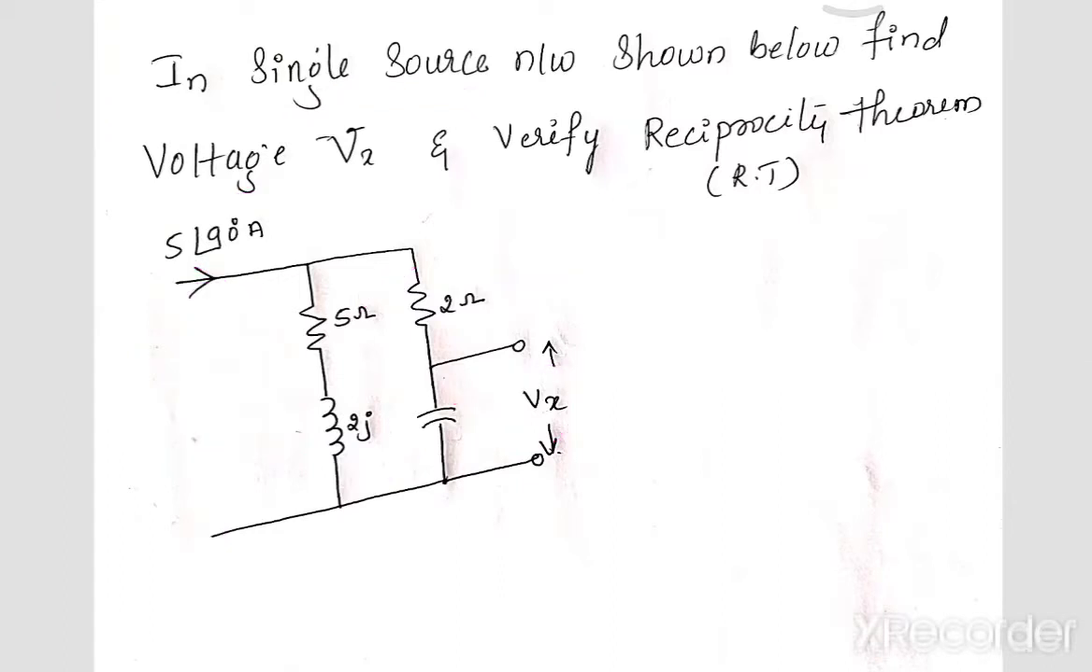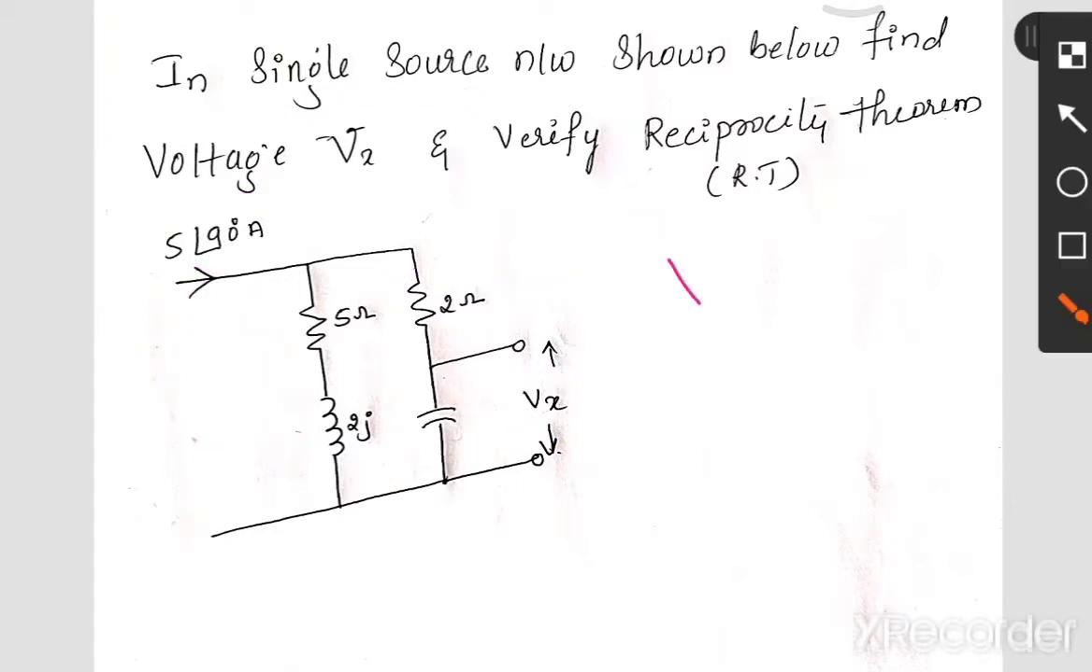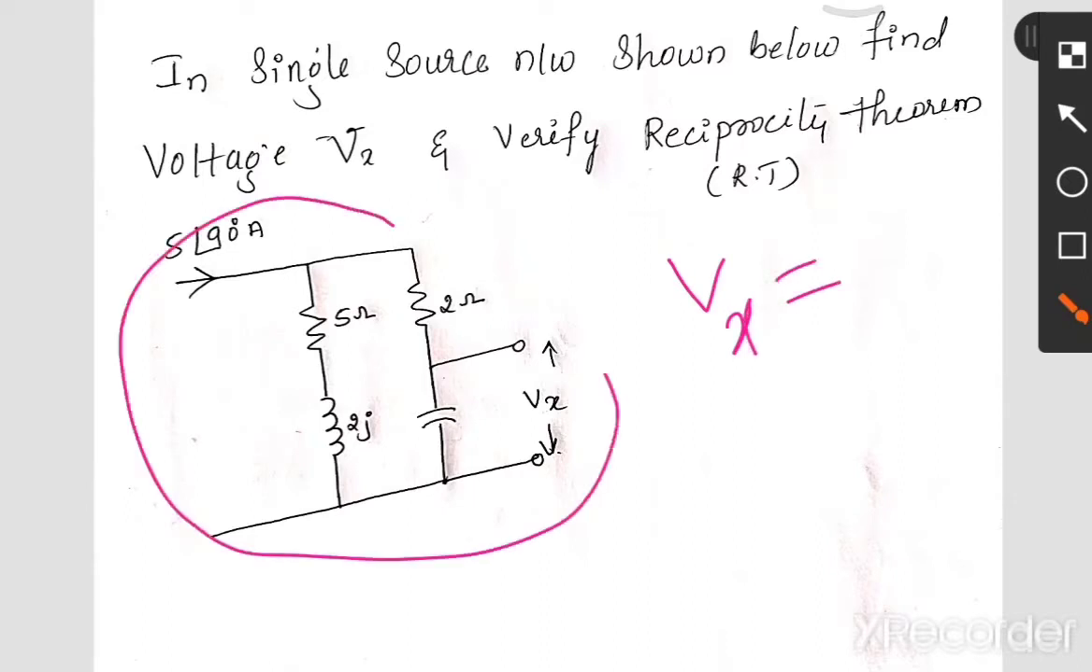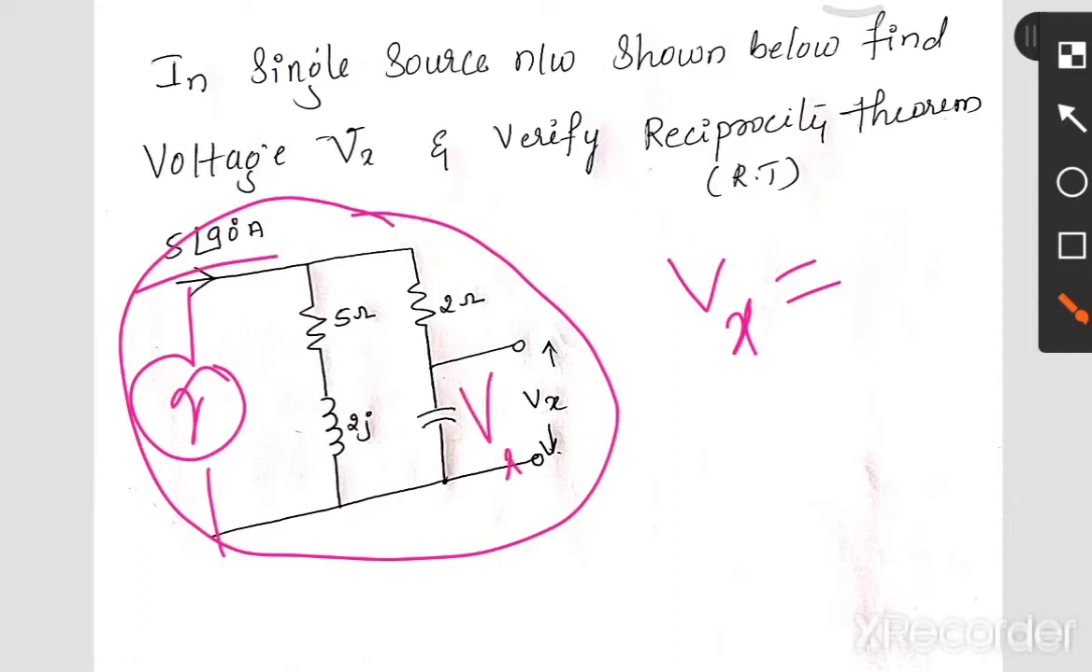To calculate Vx, in the entire circuit, here is our current source, which is pi at an angle 90. Vx we have to calculate. Vx is nothing but the voltage across this capacitor.